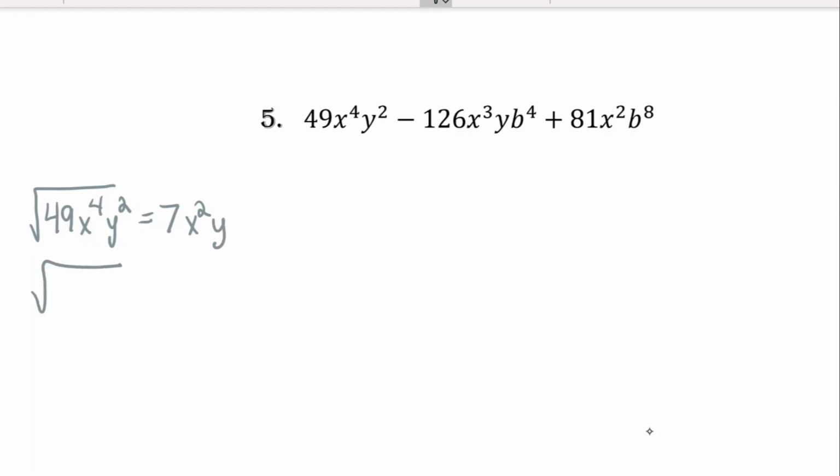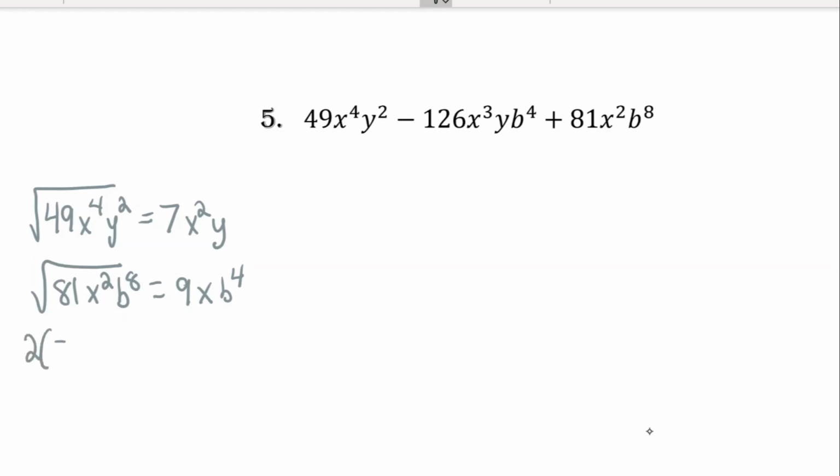All right, square root of the last term, we got 81x squared b to the power of 8. So square root of 81 is 9. Square root of x squared is x. Square root of b to the power of 8 is b to the power of 4. So it does work. Let's check our middle term.